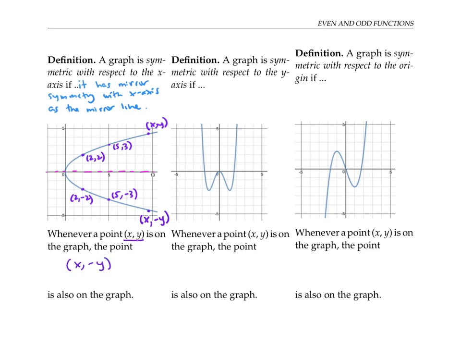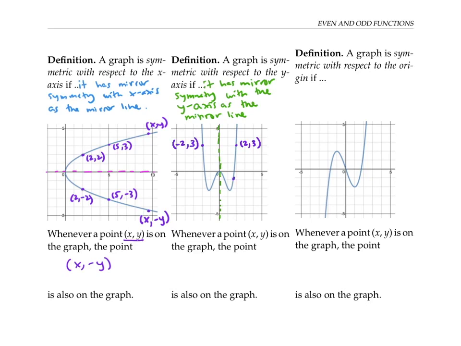We say that a graph is symmetric with respect to the y-axis if it has mirror symmetry with the y-axis as the mirror line. This graph is symmetric with respect to the y-axis. Here is the mirror line. Notice that the point with coordinates (2, 3) is on this graph. Its mirror image, which is also on the graph, has coordinates (-2, 3), same y-coordinate, but the opposite x-coordinate.